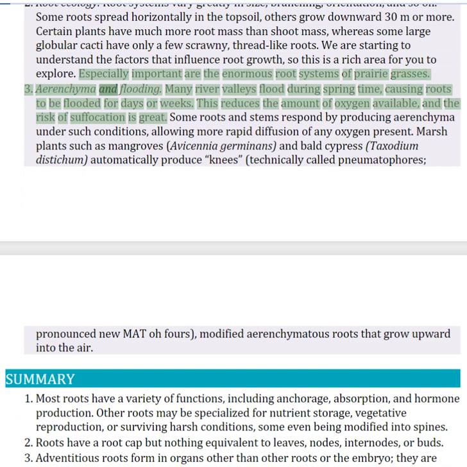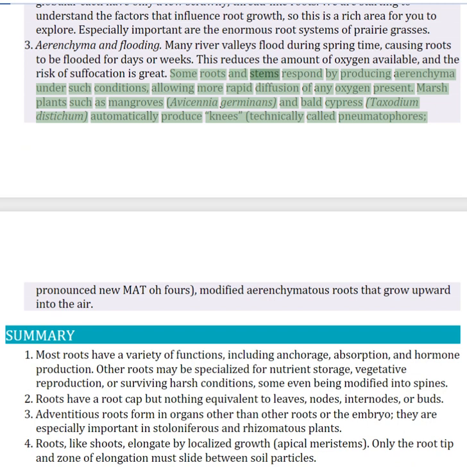3. Parenchyma and flooding. Many river valleys flood during springtime, causing roots to be flooded for days or weeks. This reduces the amount of oxygen available, and the risk of suffocation is great. Some roots and stems respond by producing parenchyma under such conditions, allowing more rapid diffusion of any oxygen present.